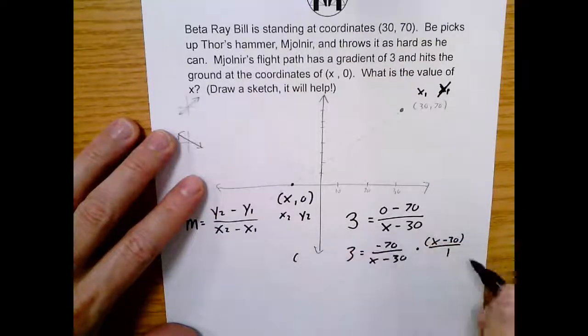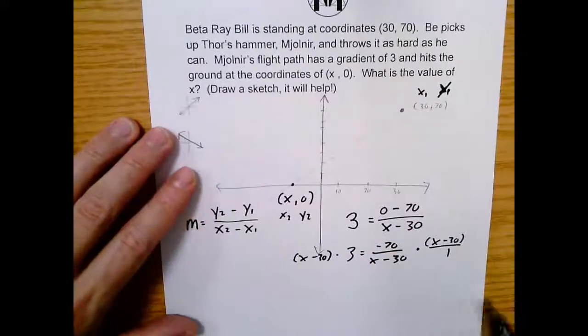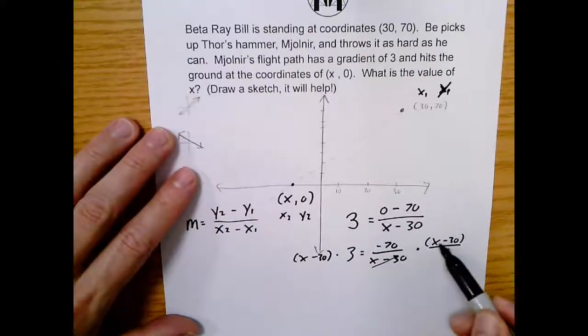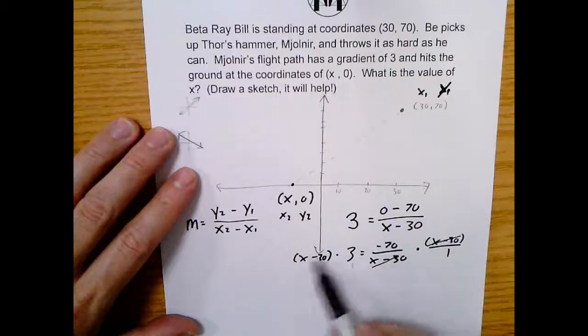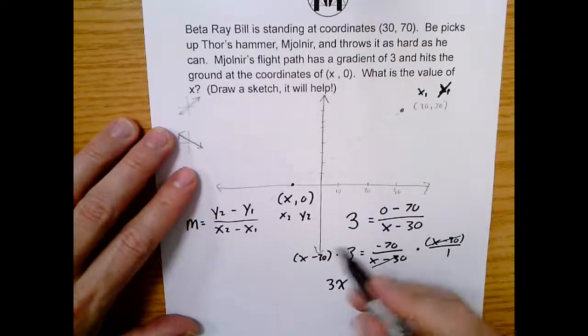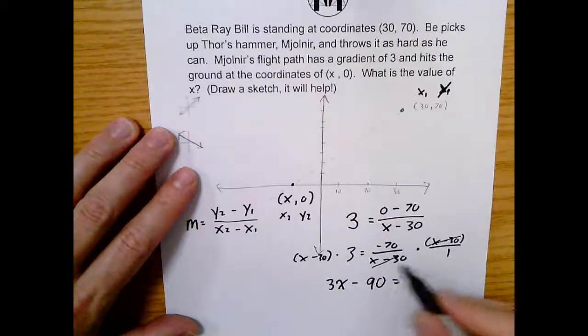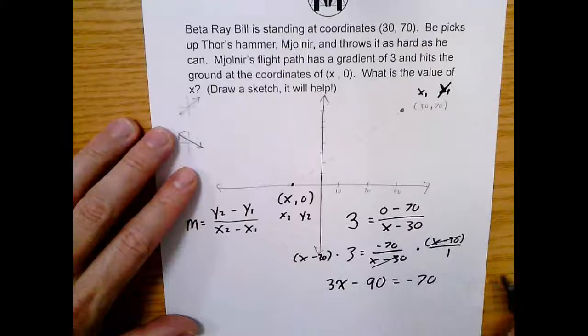That's going to be x minus 30. And watch what happens here. These actually will cancel. Then you just distribute. 3 goes to x, you get 3x. 3 goes to negative 30, that's negative 90, and that equals negative 70. And just like that, by multiplying both sides by the denominator, you create yourself a nice, lovely linear equation that's very easy to work with.